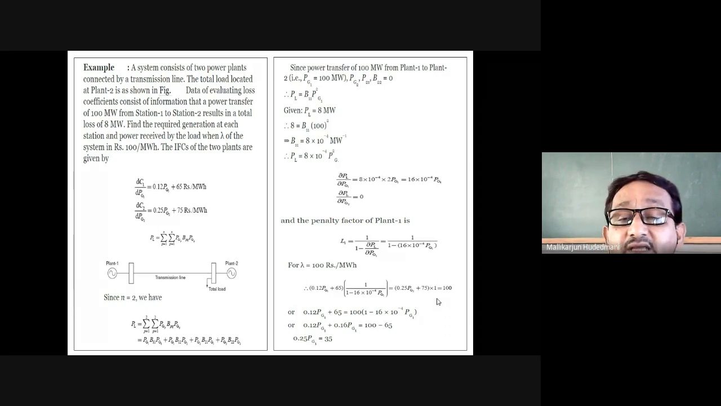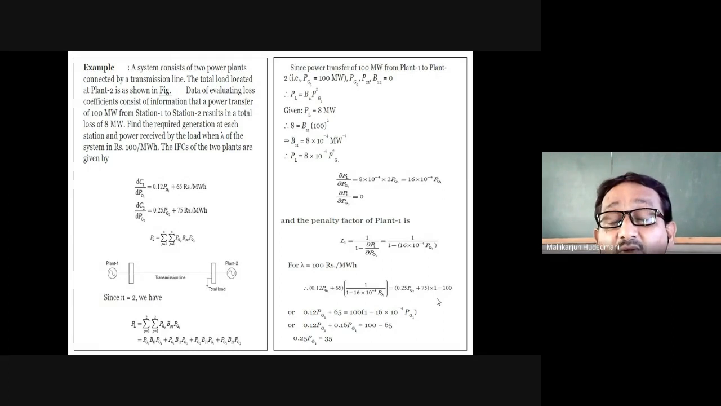For this, just see, the loss equation you have to write first. Whenever you find such a problem, whether the load is on plant 1 or plant 2, the PL equation you need to write. What is PL? When two generators are connected to deliver a certain load, PL equals B11 PG1 square plus B22 PG2 square plus 2 times B12 PG1 into PG2. This equation you must remember. The same thing is written here. You can see the expanded form.